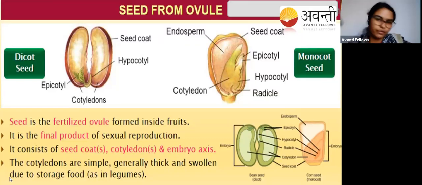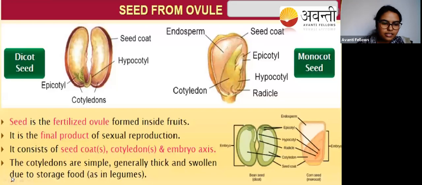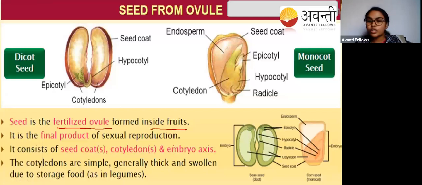Okay, be clear. Very good. Okay, so our seed is what? The seed is the fertilized ovule formed inside the fruit. Fruit क्यों? क्योंकि ovule ovary के अंदर होता है, ovary fruit बनता है, ovule seed बनता है. So which is the final product? So our seed is the final product of sexual reproduction.